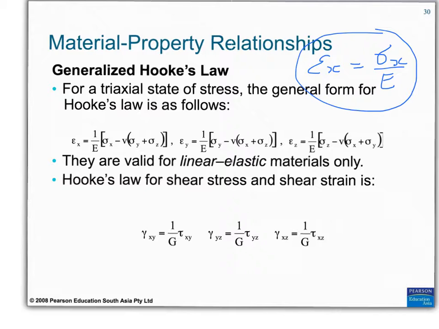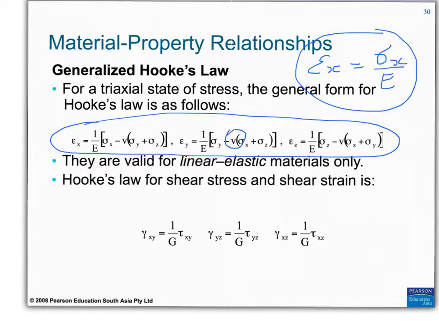So in general, we use this generalized Hooke's law, which takes into account the Poisson strain. If you stretch something in the X direction, then it's going to get narrower in the Y direction, because of that lateral strain.